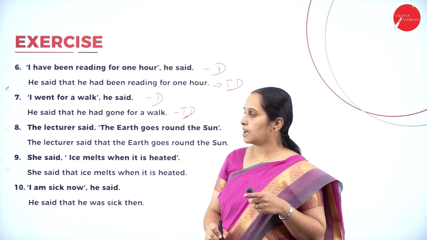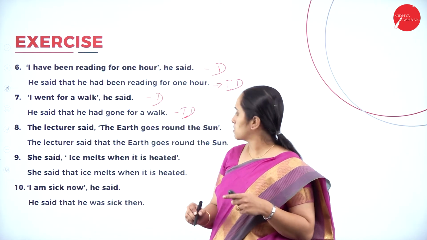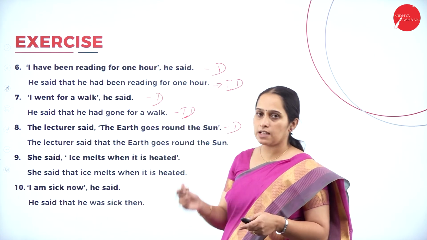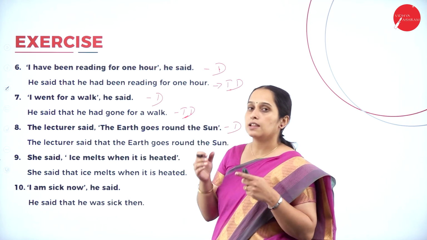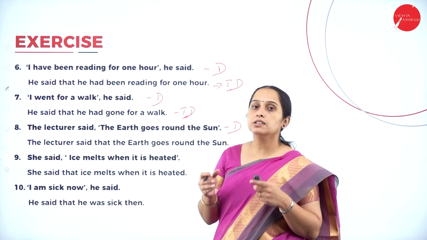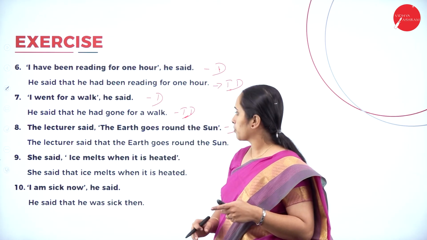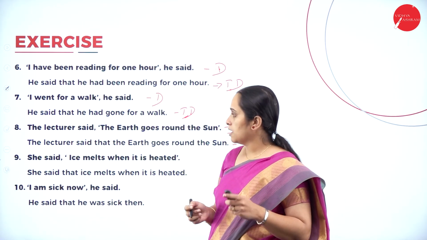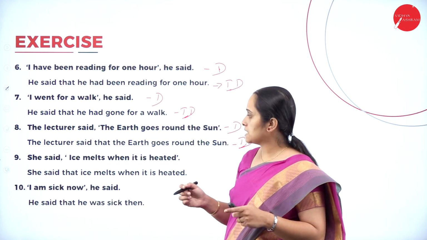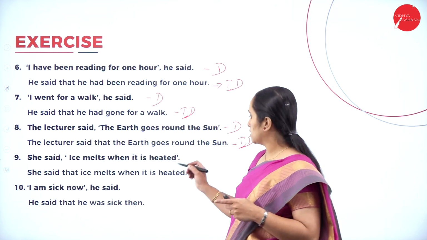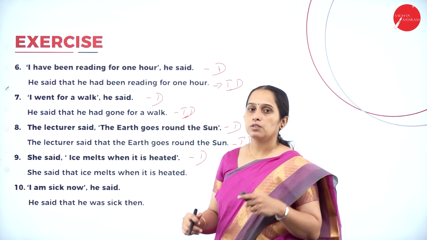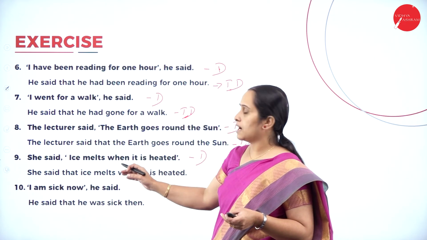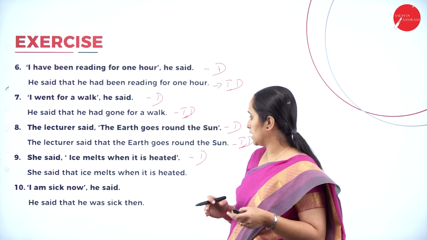Next, the lecturer said, "The earth goes round the sun." So, it's in direct speech. When we change that into indirect speech, it's like this: The lecturer said that the earth goes round the sun. Okay, this is indirect speech. So, next, the 9th one. She said, "Ice melts when it is heated." So, this is direct speech. And when we change it to indirect speech, it is: She said that ice melts when it is heated.